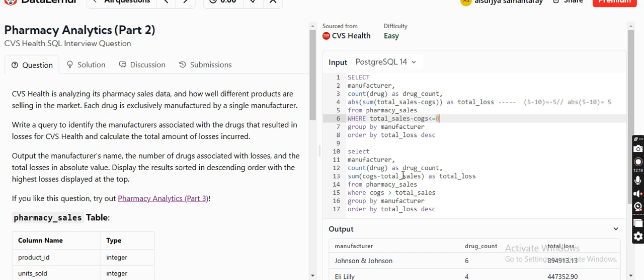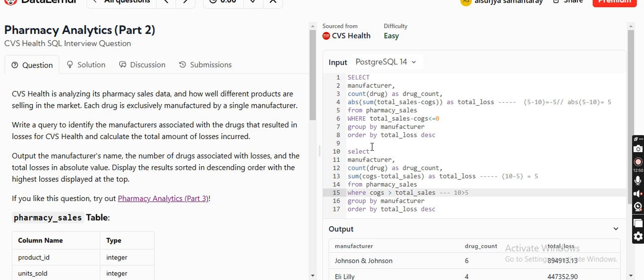Now I have reverted the query in the second version without using the ABS. With the same example, my COGS is 10, profit is 5, answer is 5, which is the same. And in the where clause also I have mentioned the same thing: 10 is greater than total sales, 10 is greater than 5. So this is what I have mentioned over here as well. I hope this part is clear.